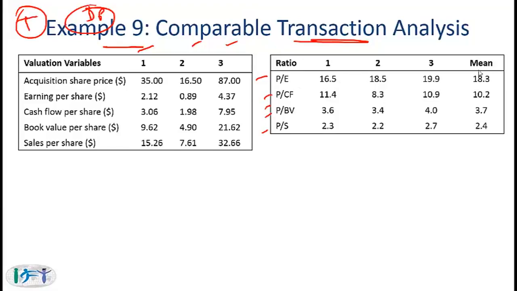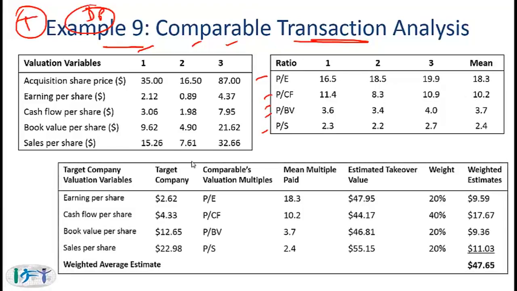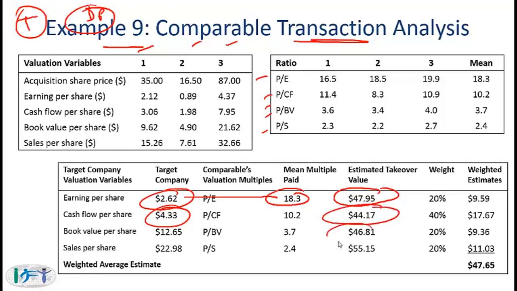We take the mean PE, the mean price to cash flow, and so on. Then we look at our target company. So that has a given earnings per share, a given cash flow per share. You multiply this number by the mean, and you have the estimated takeover value based on the PE ratio, and you do the same with the other ratios.